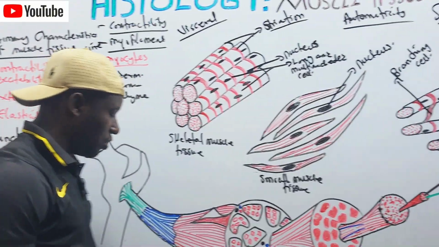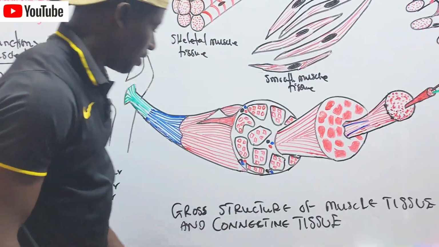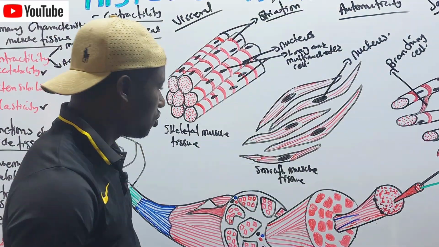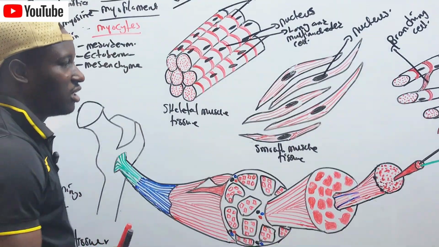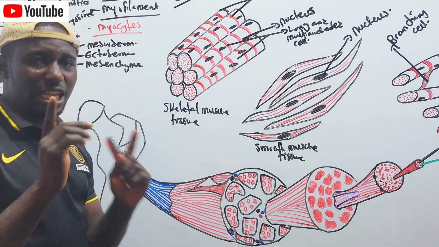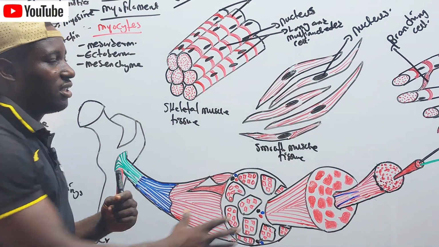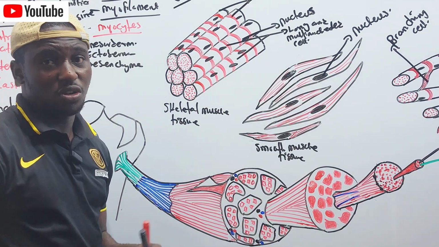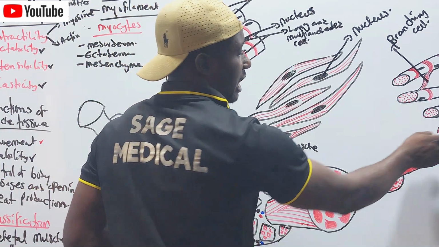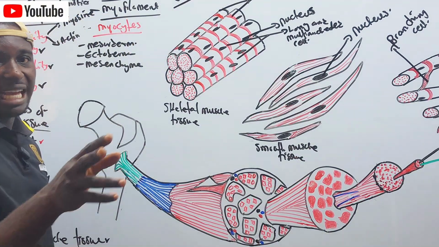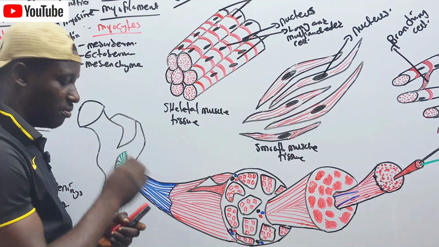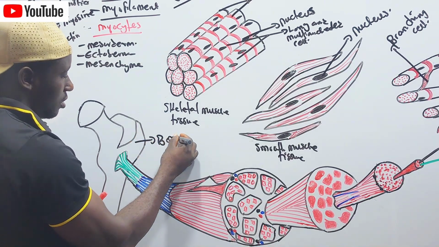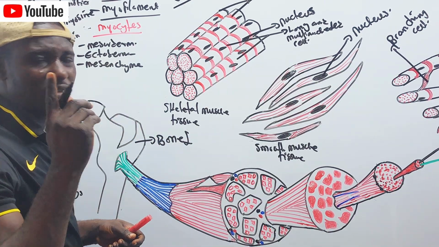So this diagram shows the gross structure of muscle tissue and the connective tissue that it has. That is how it works. Now, important to note, this structure here is showing particularly the skeletal muscle tissue, because the smooth muscle tissue nor the cardiac muscle tissue attach to the bone, because this is a bone. Let's be precise, which is the femur.